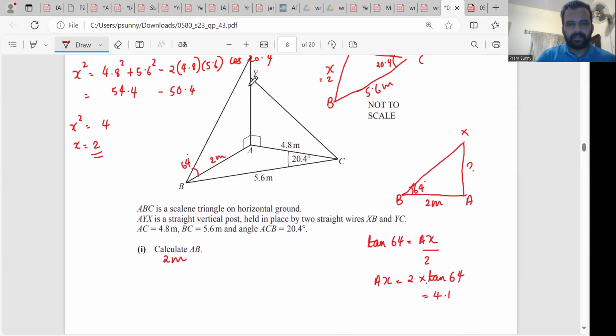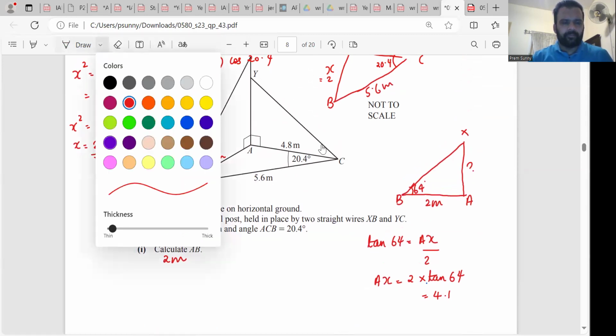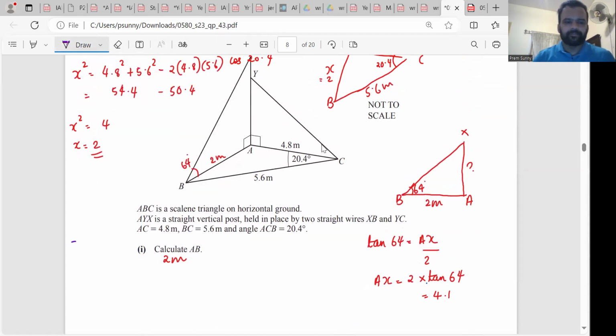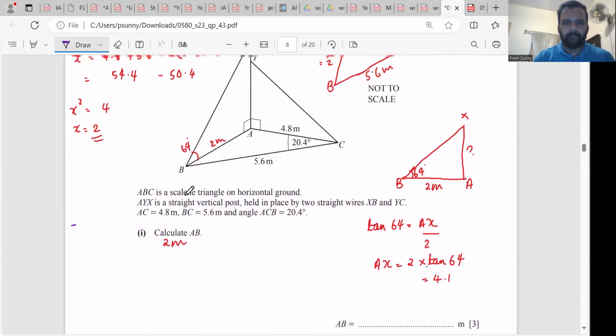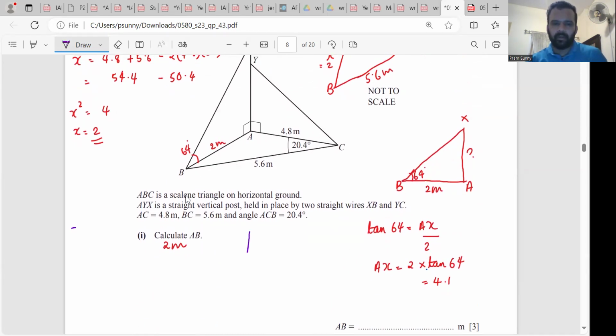YAC means this triangle. I'm going to use a different color so that you won't get confused. YAC is what we need to find out, the area of triangle YAC. So I'm just going to draw that triangle YAC here. It's a right angle triangle. The base is given as 4.8 meter and YA was given as 2.9 meter in the question.